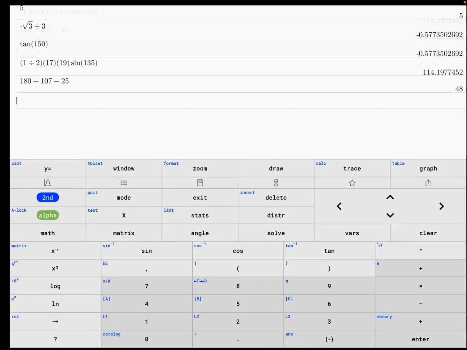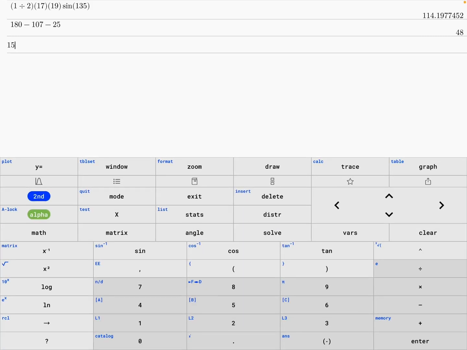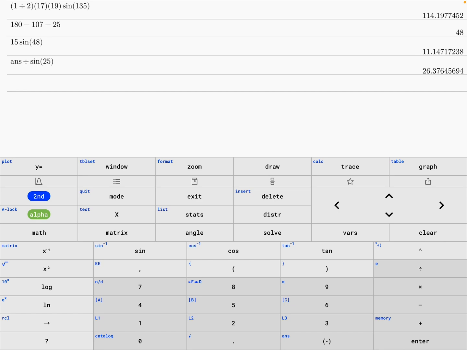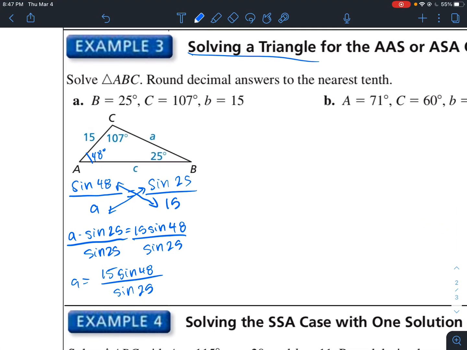Okay, so let's go ahead and use that. So 15 sine of 48 divided by sine of 25. And I get 26.4. So A is equal to 26.4.